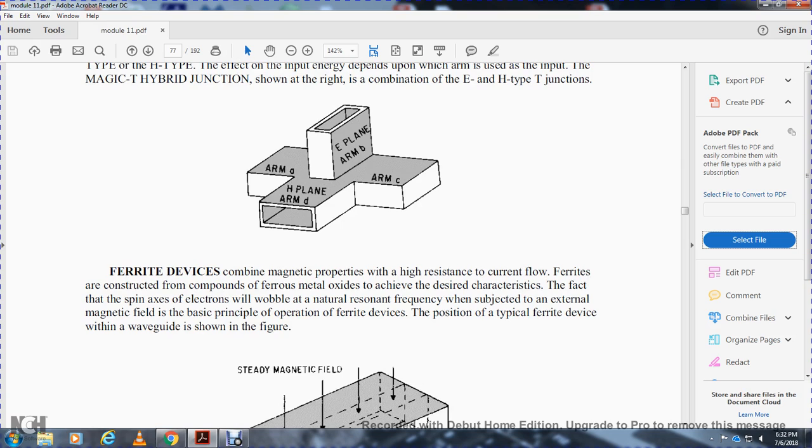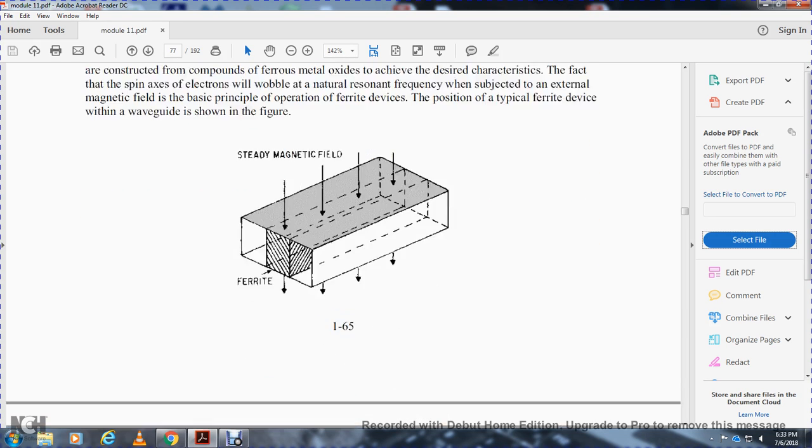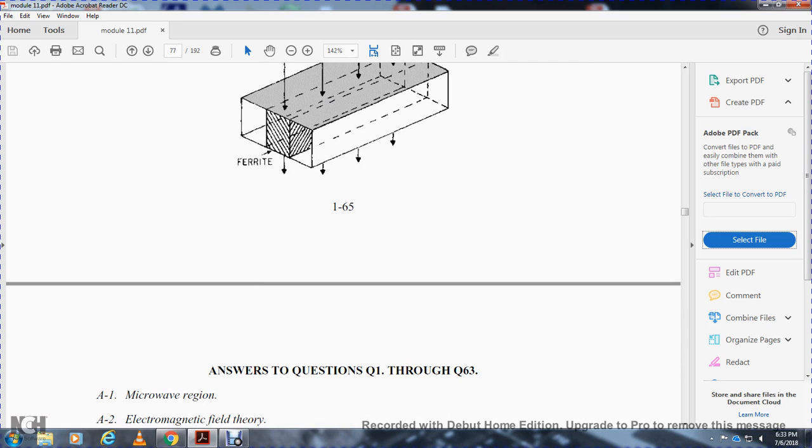Ferrite devices combine magnetic properties with the high resistance to current flow of the ferrite, a compound of ferrous metal oxide. The fact that the spin axis of the electron wobbles at a natural resonant frequency, subject to the external magnetic field, is the basic principle of operation of ferrite devices. The position of ferrite devices within the waveguide is shown in the figure, with a steady magnetic field applied to the ferrite. That was the Chapter 1 summary.